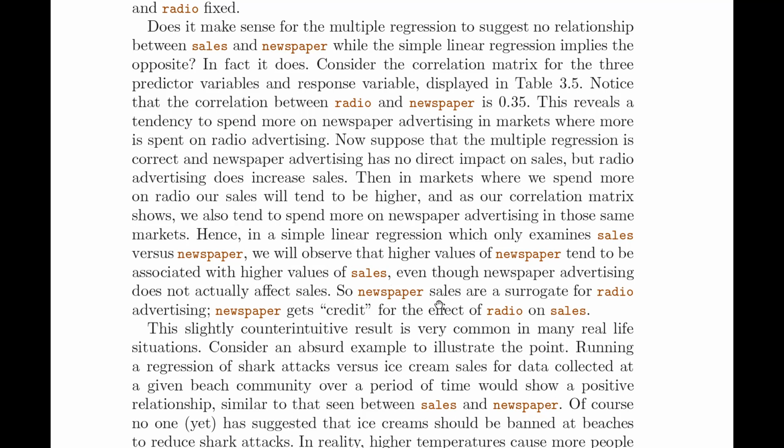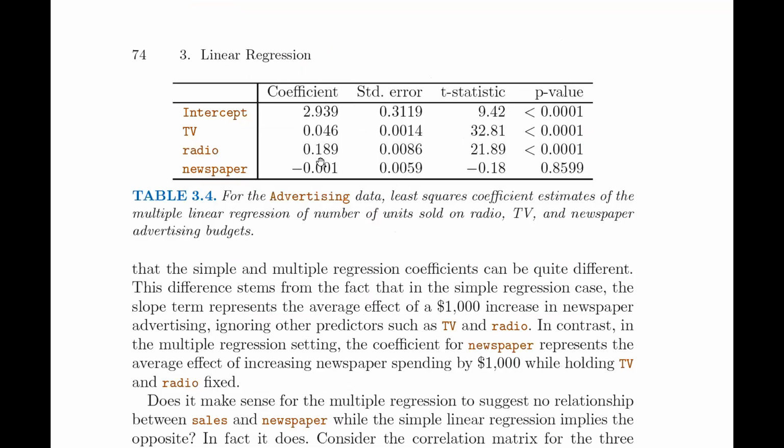So newspaper sales are a surrogate, also known as a proxy. Newspaper sales are a surrogate for radio advertising. Newspaper gets credit for the effect of radio on sales. And this may be the reason why you ideally want to define it more rigorously. But this is why the newspaper coefficient is practically zero over here.